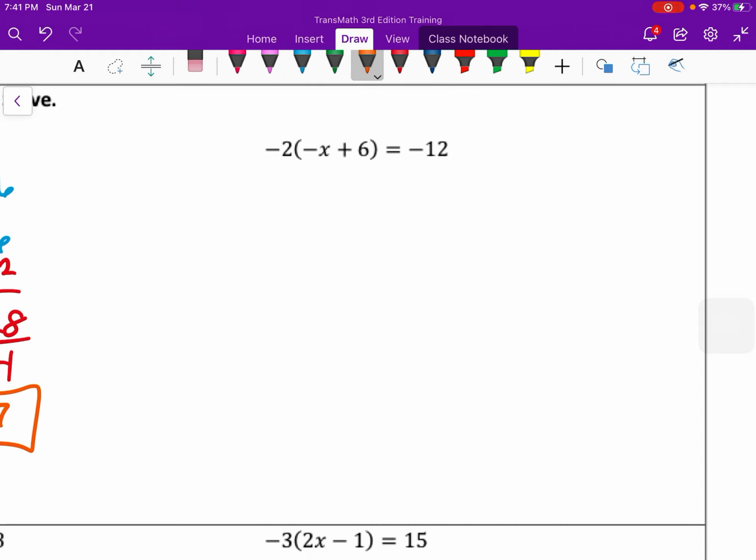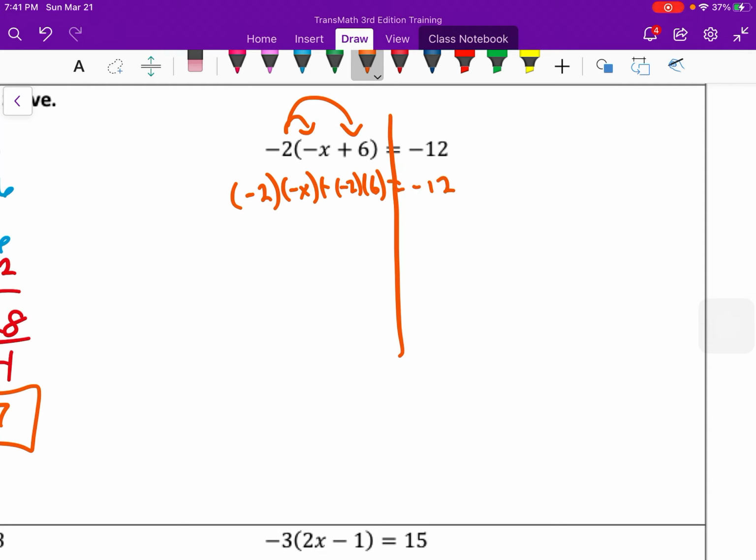One more distribution here. We're distributing the negative 2 through, and then we'll solve using inverse operations. So we have a negative 2 times a negative x plus a negative 2 times 6 equals negative 12. So we have to simplify these products. Negative times negative is positive, and then we're left with 2x plus, this is a negative times a positive, so it'll be a negative 12 equals negative 12.